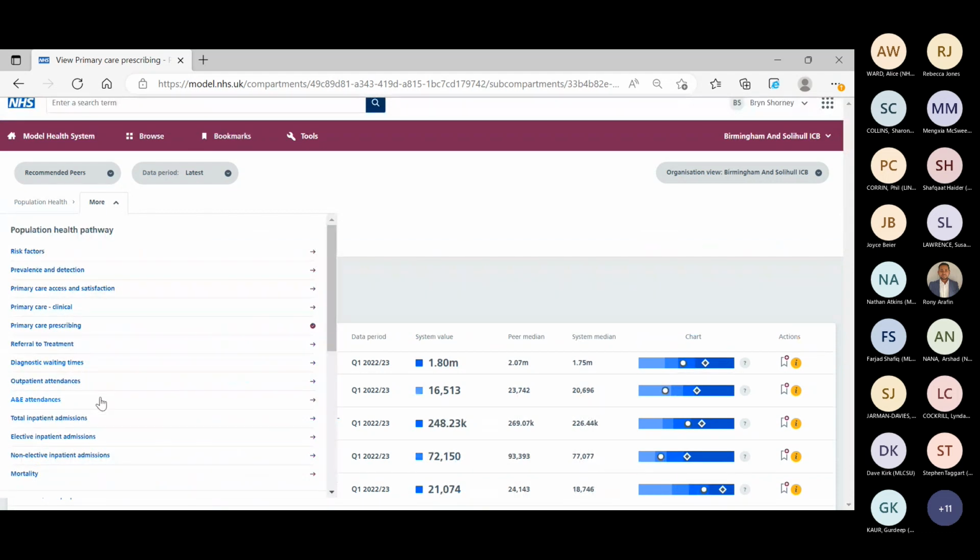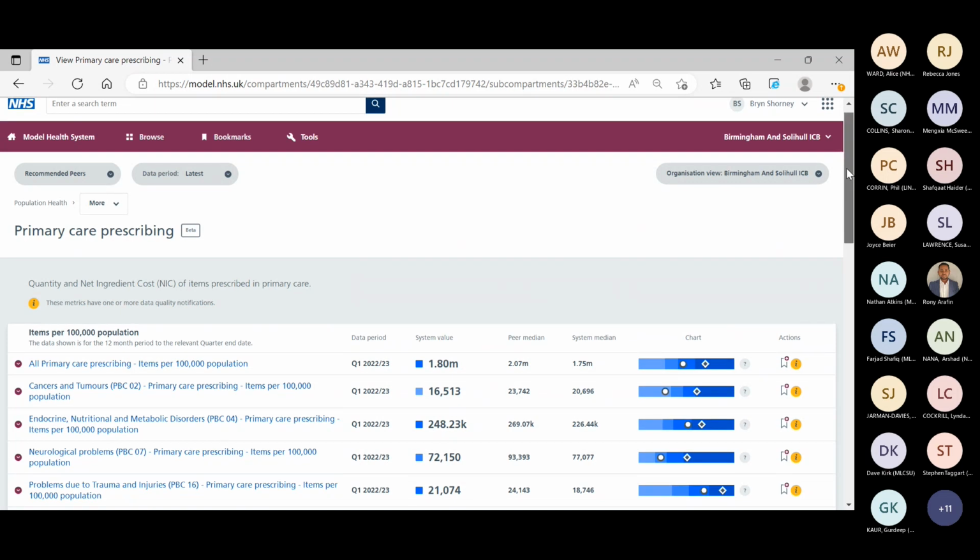I won't go through any others, but we've got referral to treatment, so a lot of information on waiting lists and waiting times, diagnostic waiting times, outpatient attendances, A&E, and also mortality rates. That's a good point.